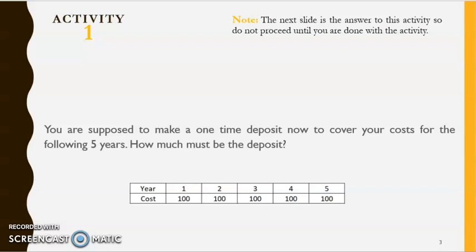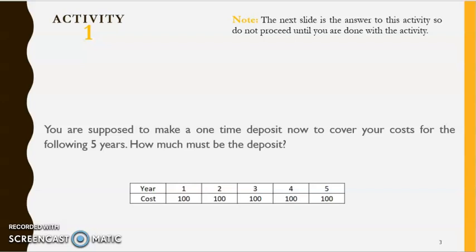Okay, activity 1 says you are supposed to make a one-time deposit now to cover your costs for the following 5 years. How much must be deposited? The point about this question is that there is no income, there is no interest, and you have some costs during the following 5 years, and now you are going to deposit some money to cover all the costs. I agree with you, it seems super simple, but it is a very good start to get the idea about financial planning.